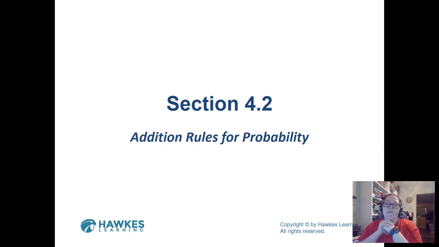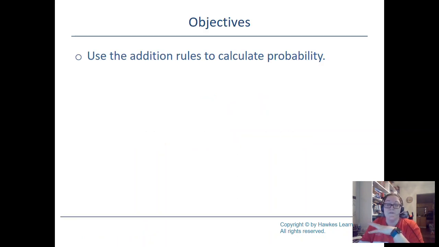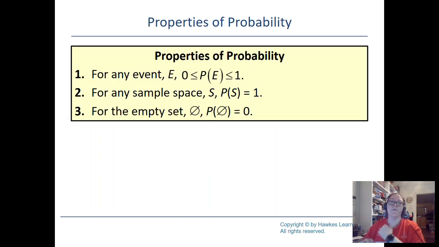So let's talk about section 4.2, the addition rule for probability. And that's literally all we're going to learn in this video, the addition rules. Now there is more than one addition rule. So the first thing is to understand some of the probability properties.